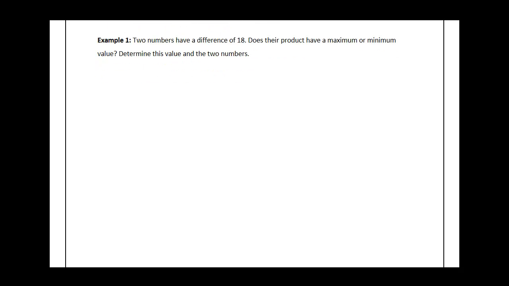Example 1. Two numbers have a difference of 18. Does their product have a maximum or minimum value? Determine this value and the two numbers. Alright, so before we actually jump into the other work, let's look at this first sentence here. What does that mean? Two numbers have a difference of 18. So we need two numbers. So we need to do our first step here and have a let statement. We need to let x equal one number and say y equal the other number here.